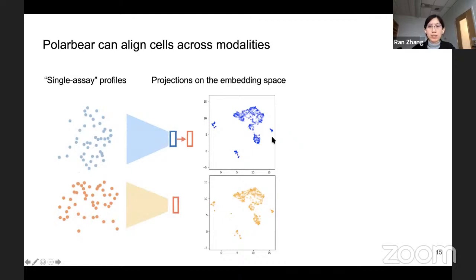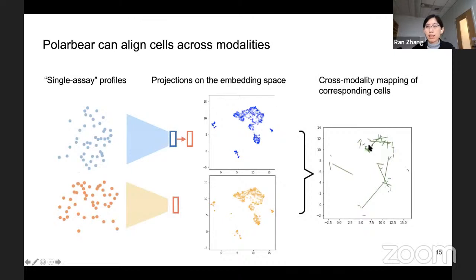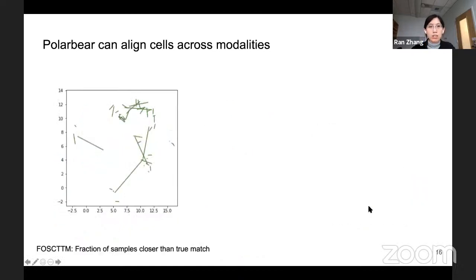And then we can ask if the corresponding profiles for the same cell can be mapped closely together in the shared space. So here, a shorter line indicates that the corresponding profiles for the same cell can be projected quite closely into the shared space. Meanwhile, a longer line indicates that the alignment is not as ideal. So we further quantify this alignment based on the FOSCTTM score, which represents the fraction of samples closer than the true match.